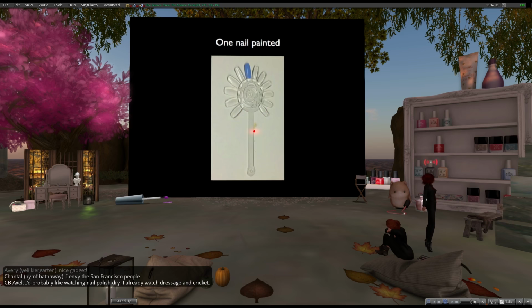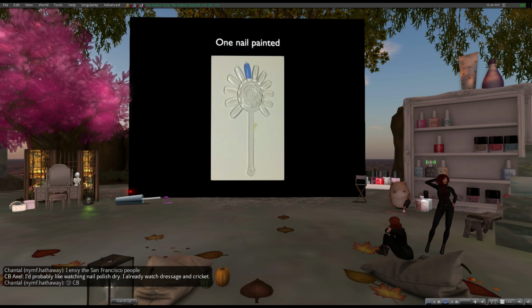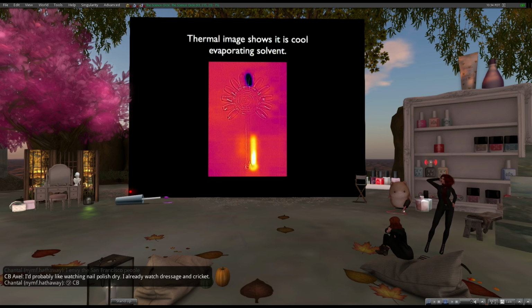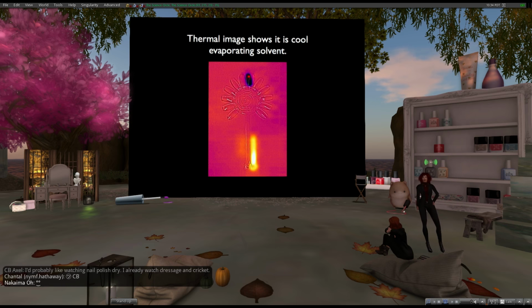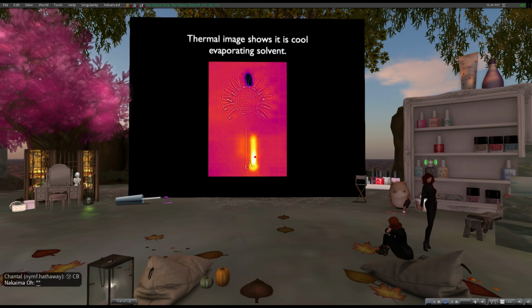Okay, so here I have one nail painted. This one, for this image, I did it in blue. And then, yes, I like that. And here's nail polish drying, viewed through the thermal infrared camera. Now, in this camera, dark means cold and bright means hot.